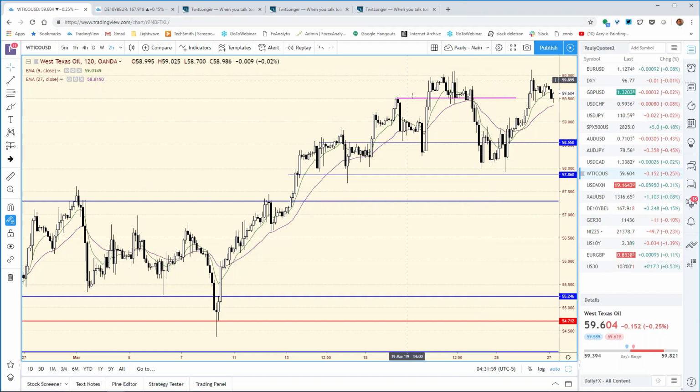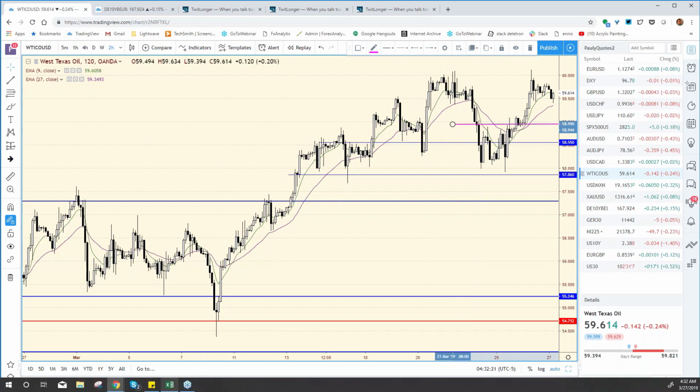Support now is 59.06. And actually, if you look a little bit lower here, yeah, 58.95.